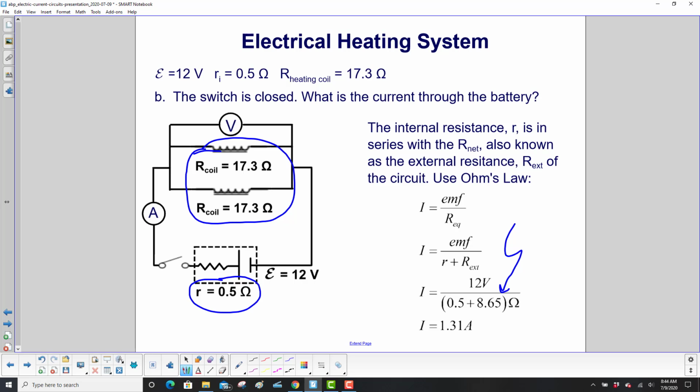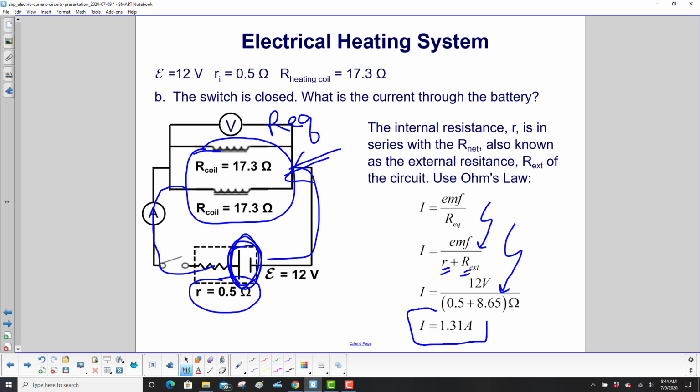So we have actually a series circuit now of the internal resistance, the R equivalent here for our heating coils, and then we go back to the battery. So the current will be the EMF, that's this thing right here inside the battery, divided by R equivalent. And that's equal to, R equivalent will be the internal resistance plus the external resistance, which is this one up here. So it's 12 volts over 0.5 plus 8.65 ohms, and the current is 1.31 amps.